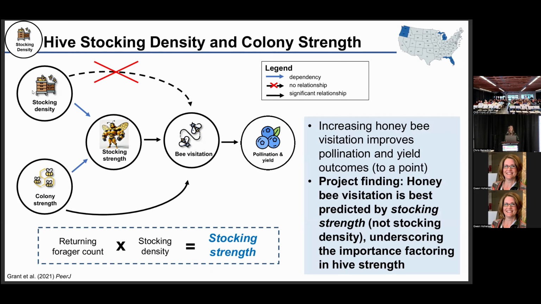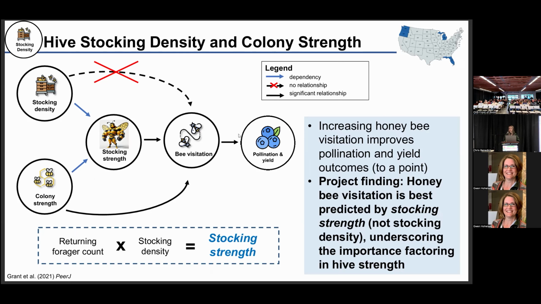So here what we're looking at is stocking density, or hives per acre, and colony strength, which is again the number of individuals, which was indirectly assessed with a metric called returned foragers. And this is a really simple method, and there's some cards on how you can do this from your truck, just to qualitatively assess the strength of your hives. And then if you multiply returning forager count and stocking density, you get this variable called stocking strength. So stocking density and the strength included together. And then we have bee visitation and pollination and yield.